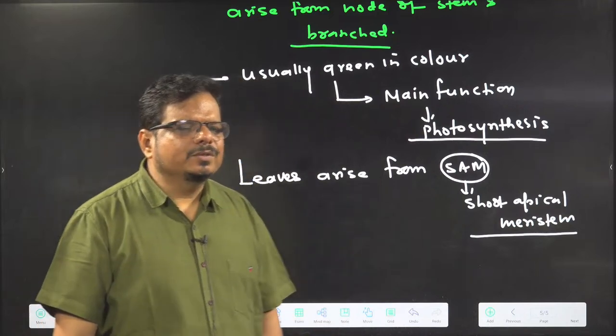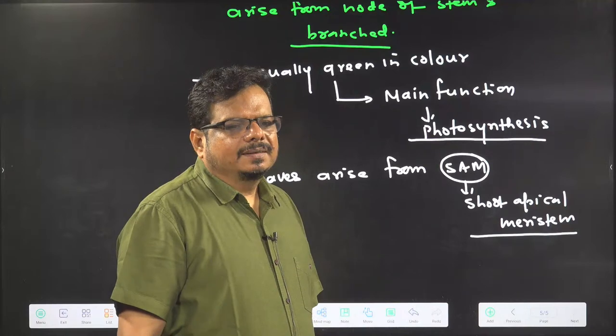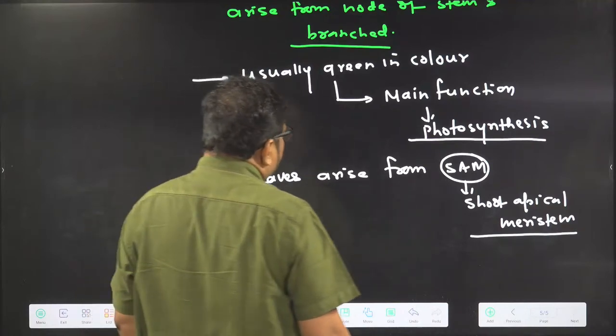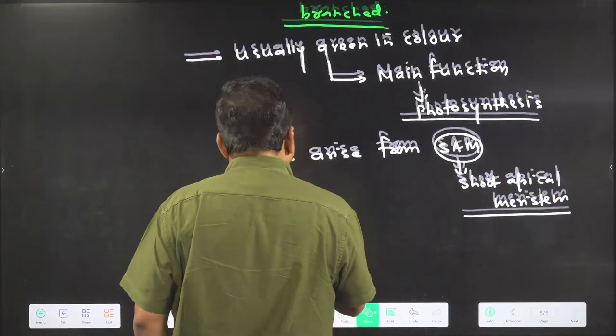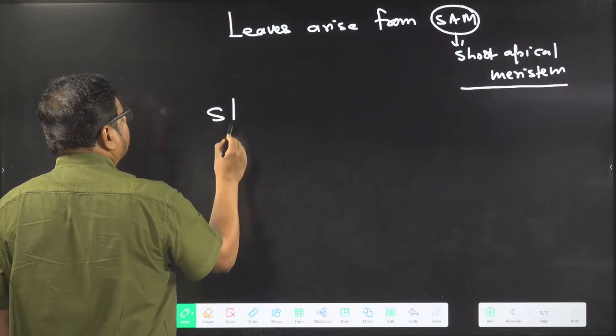Leaves arise from which one? Shoot apical meristem. Getting the idea or not? Leaves arise from which one? Shoot apical meristem. Now give your attention. Now we are going to talk about the structure of a leaf.